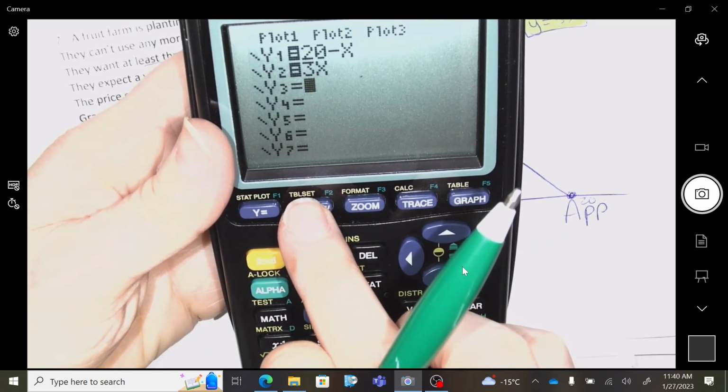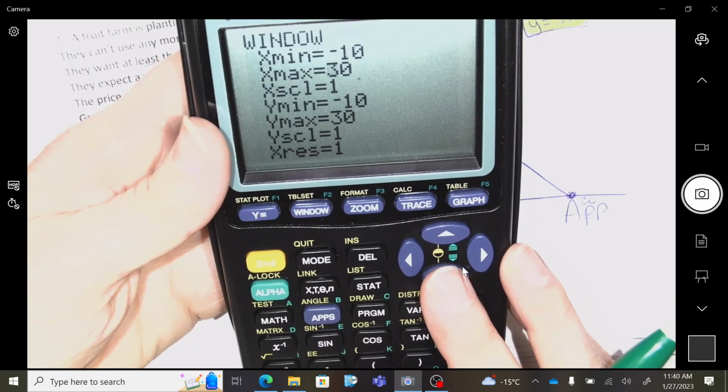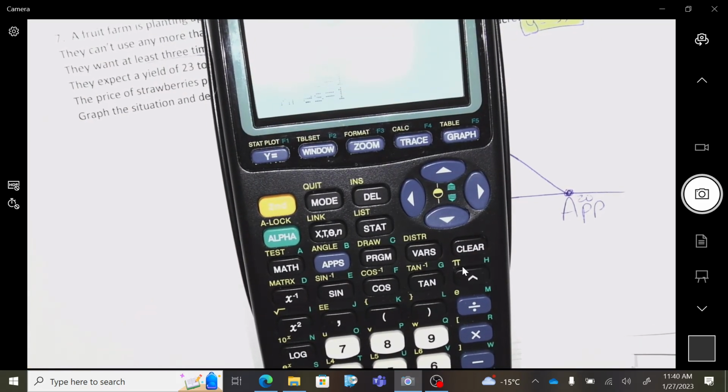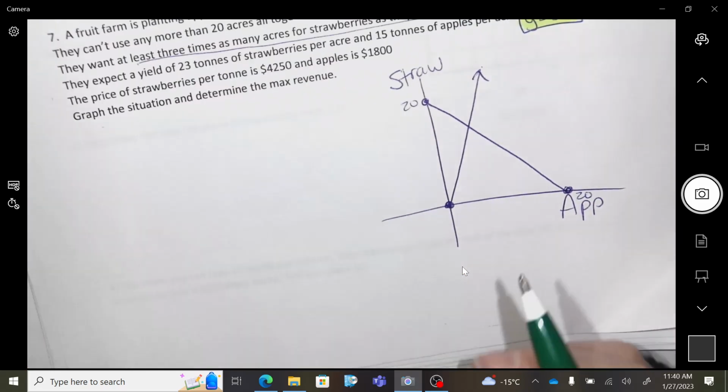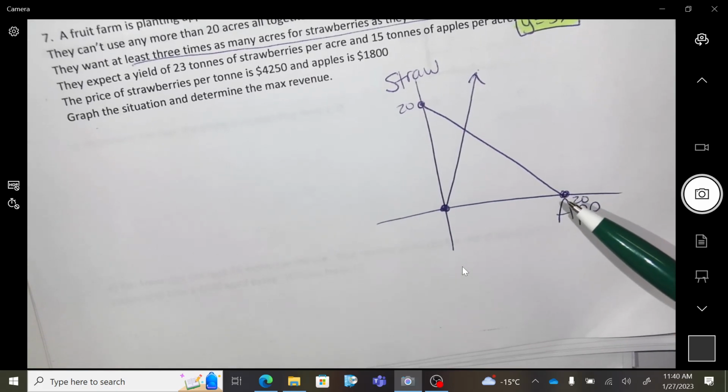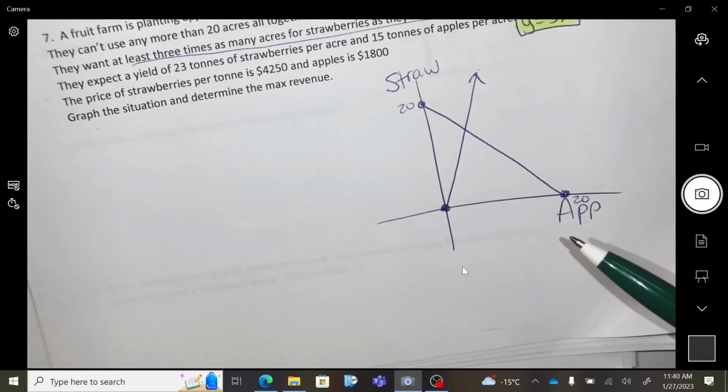Okay, let's look at our windows. You ready to go to our window screen? Do we match? Okay, lots of you actually graphed this very well on your test, but you forgot to shade me the zone.